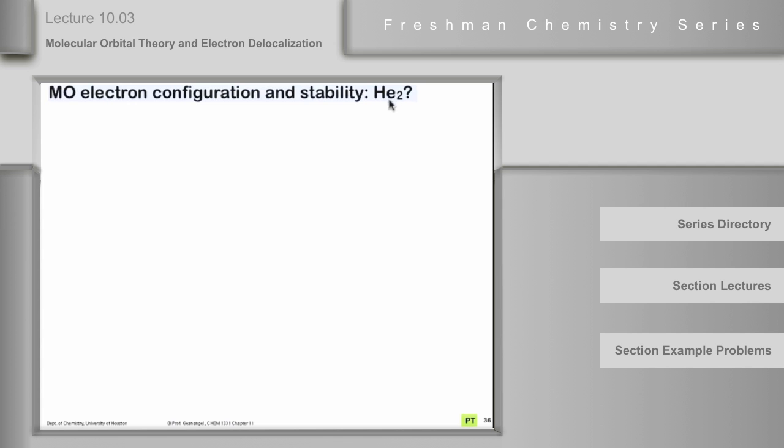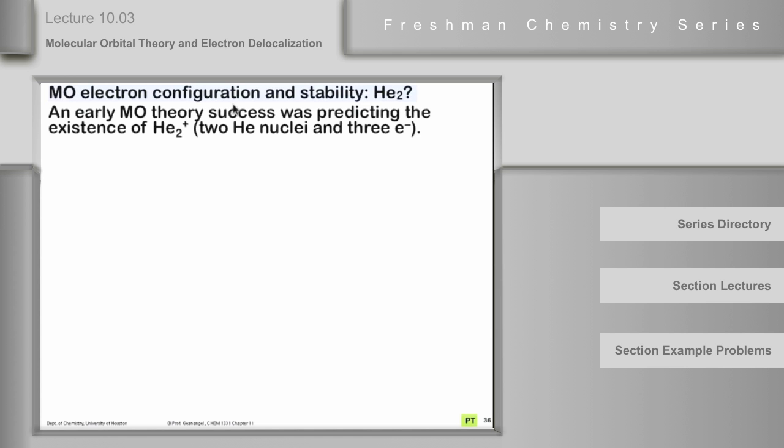Okay. Is there such a thing as He2? Now that we know there's helium, is there a diatomic helium? Well, it turns out that one of the early successes of the molecular orbital model was to predict the existence of a molecular ion which was formed when you passed electric discharges through helium gas. He2 with a positive sign: 2 helium nuclei and 3 electrons.